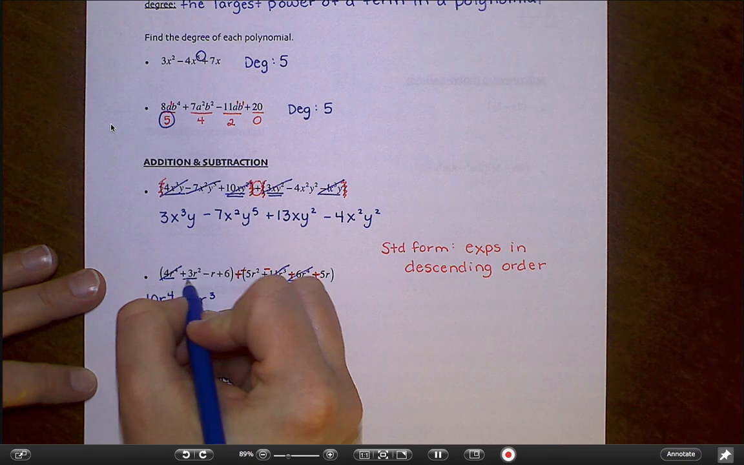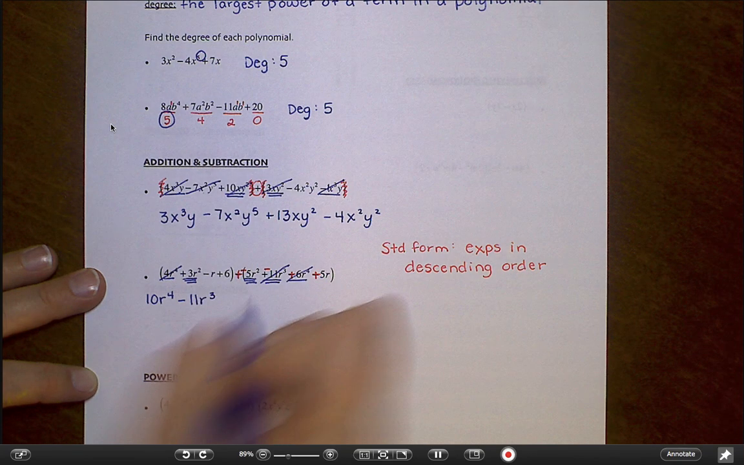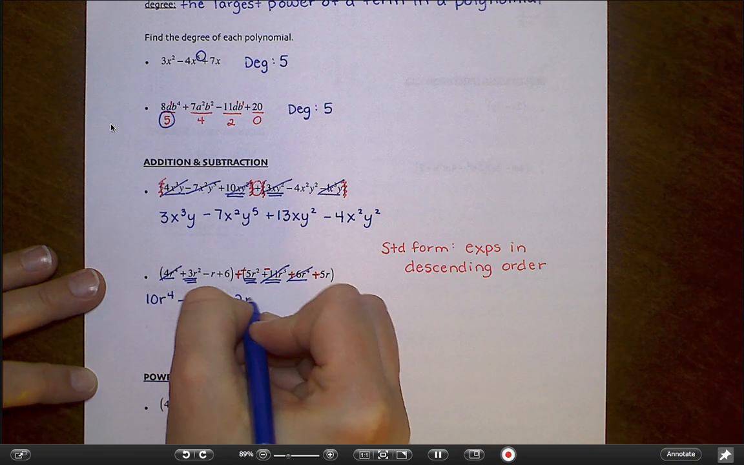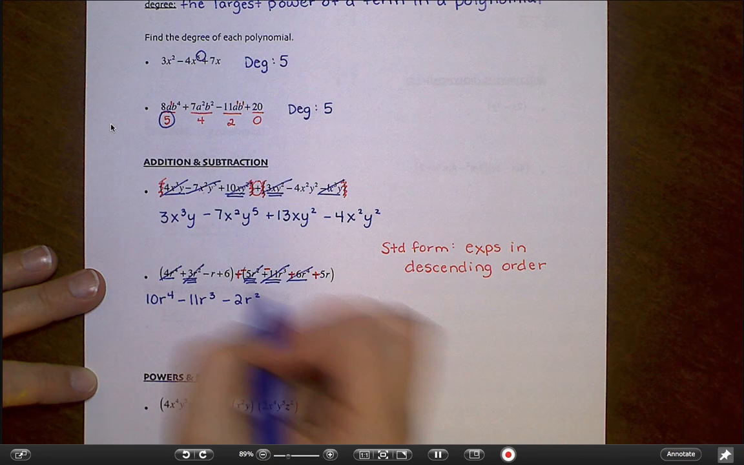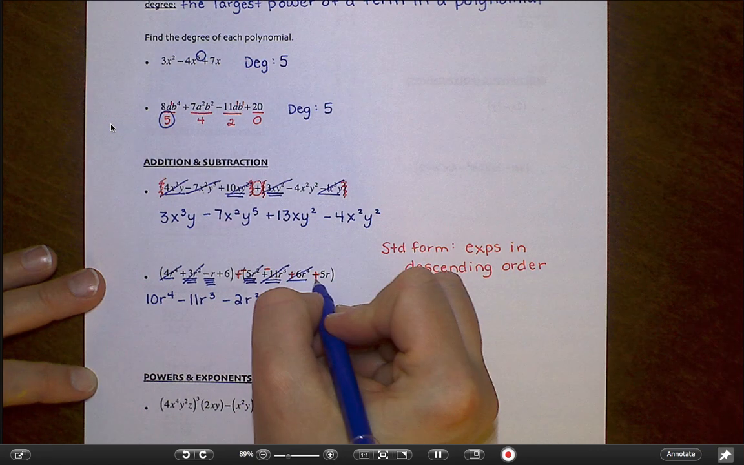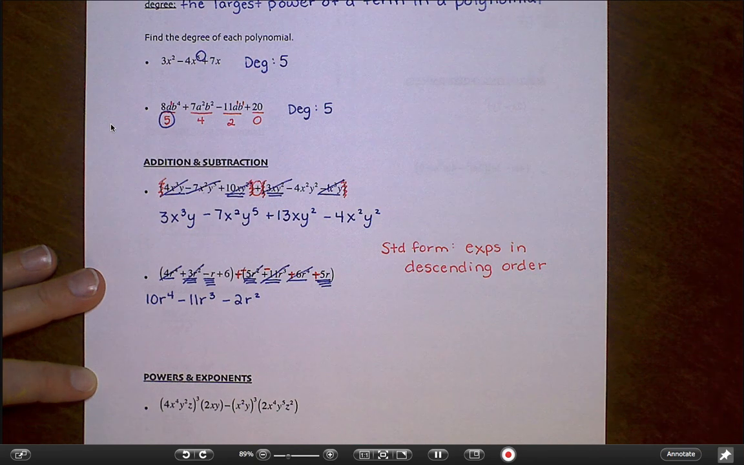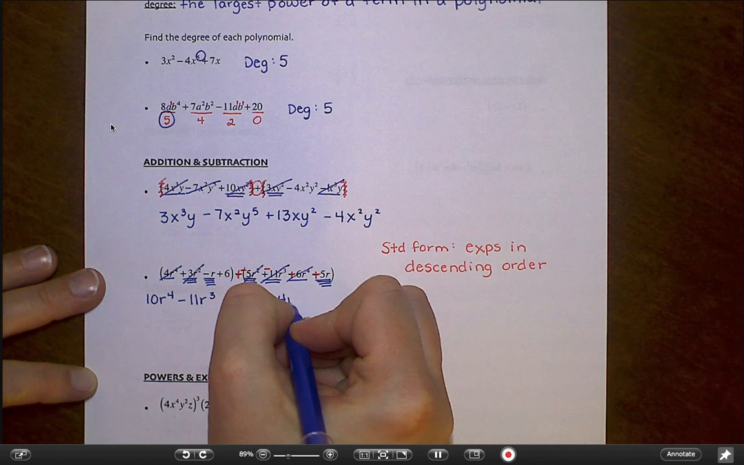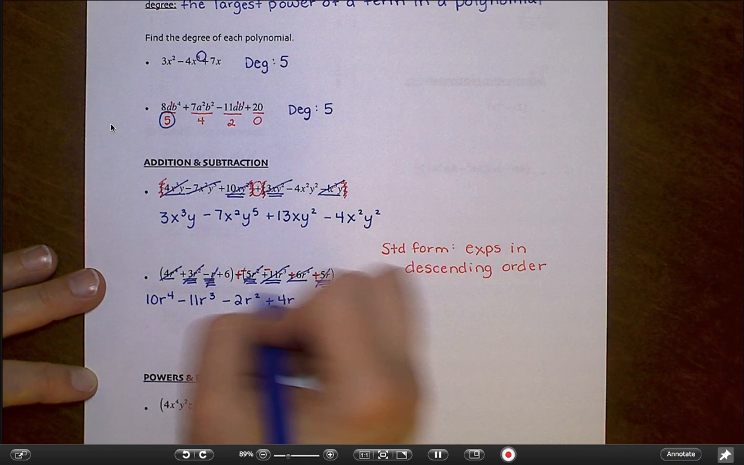Okay, I see a 3r squared minus 5r squared. So 3 minus 5 gives me a negative 2r squared. Let's cross those guys out. My next one would be just a regular r, and so I have a negative r plus 5r. Okay, so negative 1 plus 5 leaves me with 4. And then let's get rid of those. We've used all those now.